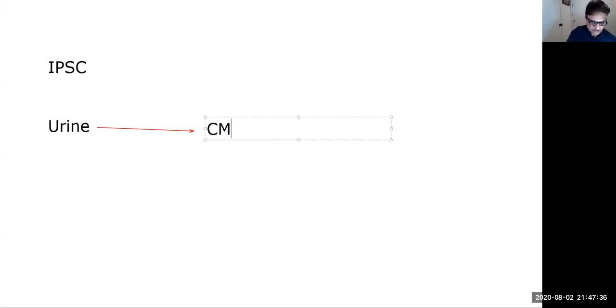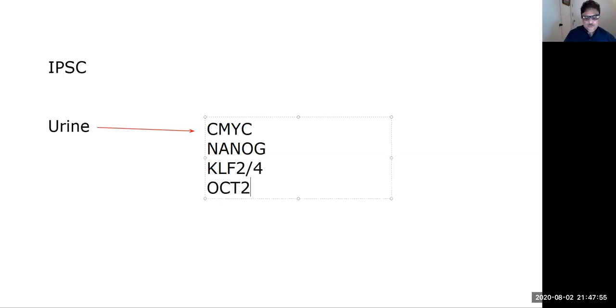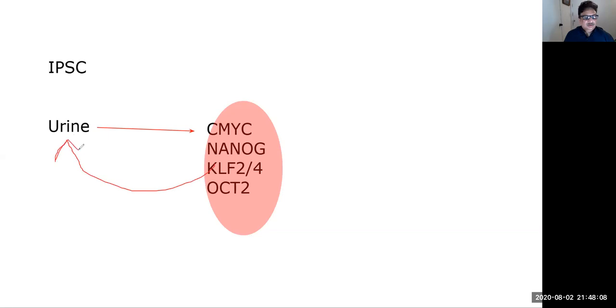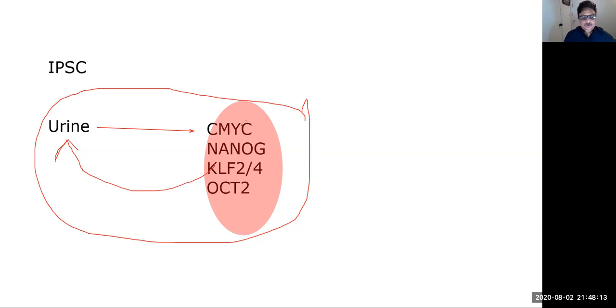For example, c-MYC, NANOG, then KLF 2 or 4, and then OCT2, right? And so these are special proteins which are called transcription factors. So these transcription factors, if they are injected into urine cells, right, and this urine cell is given the right environment, we can develop this.